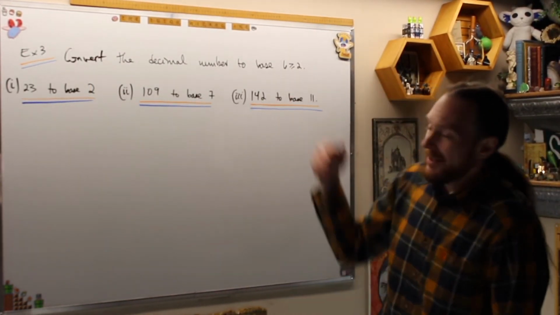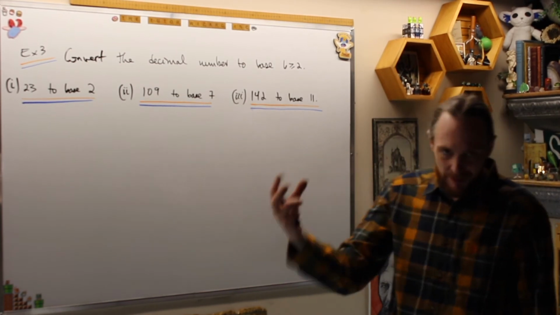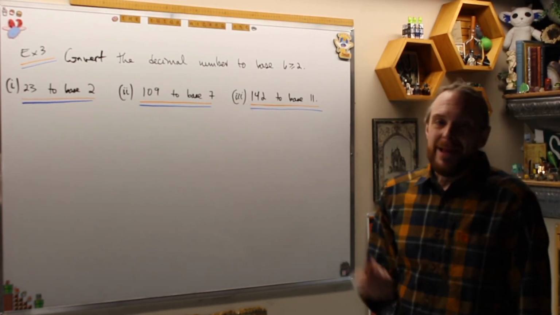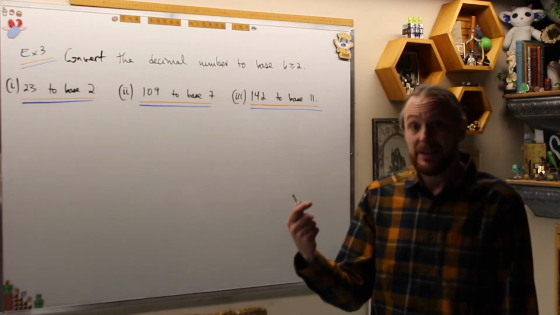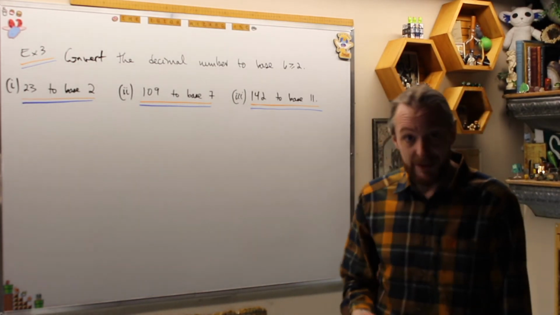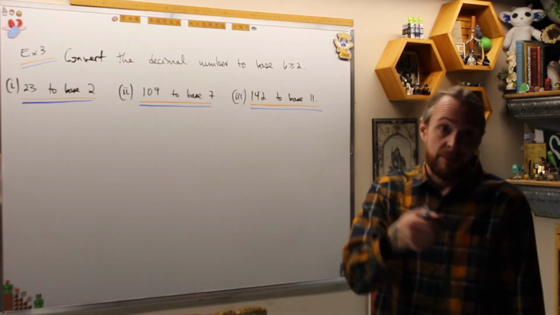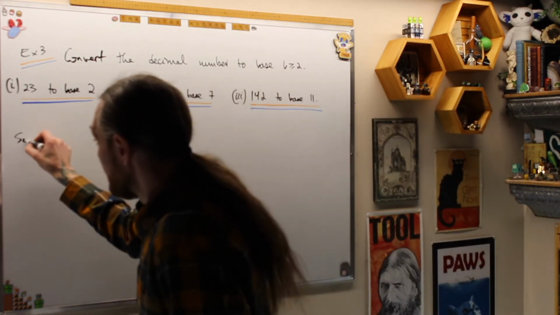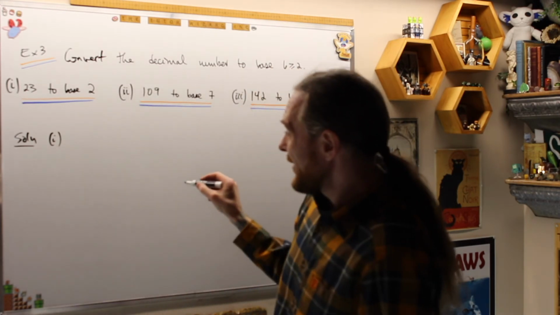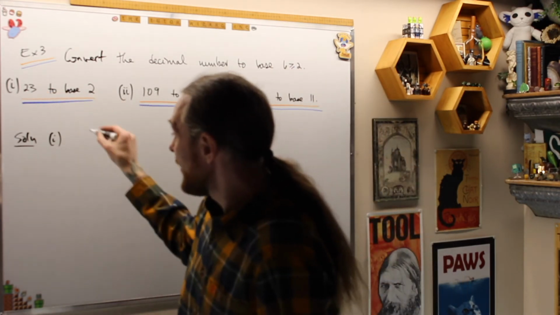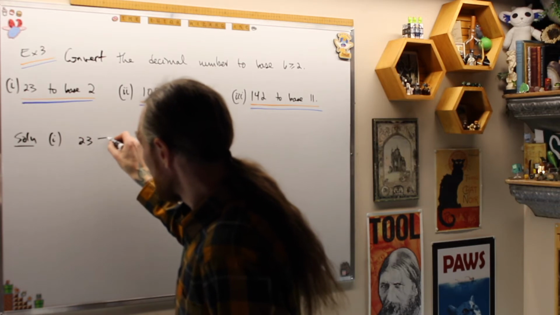Example 3 is going to be convert from the decimal representation now to base B representation. So how do we do this method? We're going to use iterations of the division algorithm, finding quotient and remainders when we divide a number B into a number A. Solution 1. So I want 23 into base 2, so I'm going to divide 2 into 23 to get a quotient and a remainder.